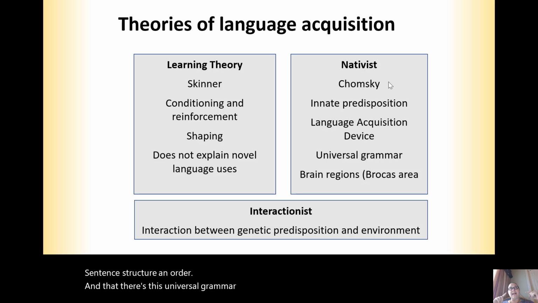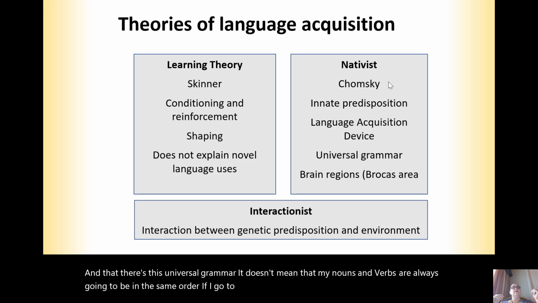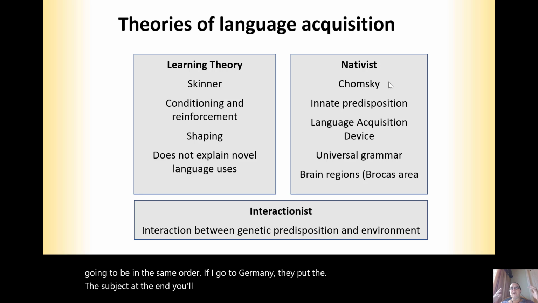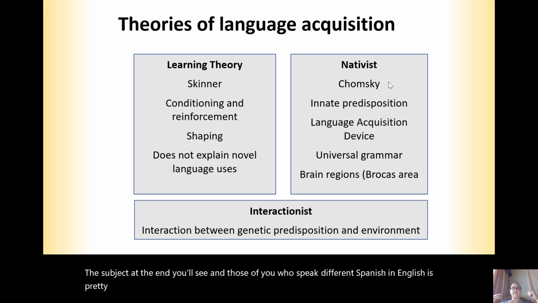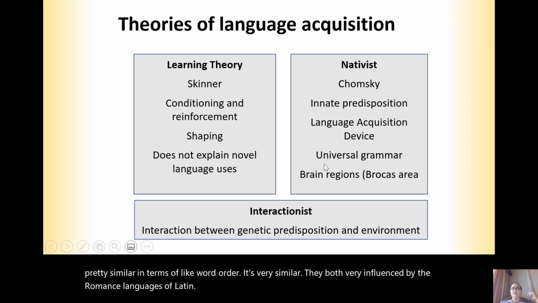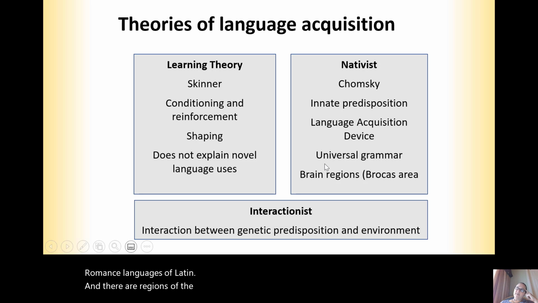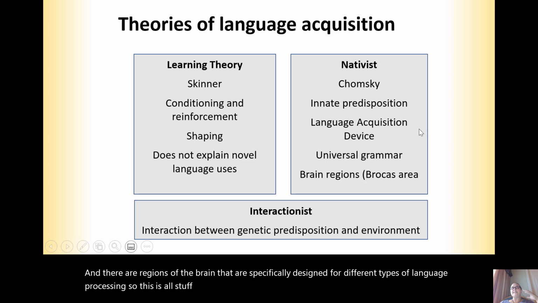It doesn't mean that my nouns and verbs are always going to be in the same order. If I go to Germany, they put the subject at the end. You'll see. And those of you who speak Spanish, Spanish and English are pretty similar in terms of word order. They're both very influenced by the Romance languages of Latin. And there are regions of the brain that are specifically designed for different types of language processing. So this is all stuff that goes toward the idea that language is something that we're predisposed to do.